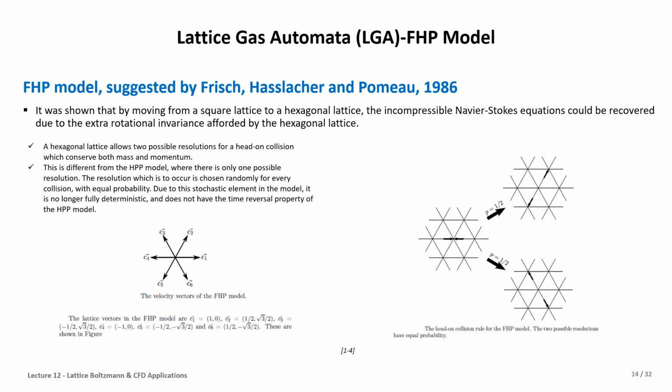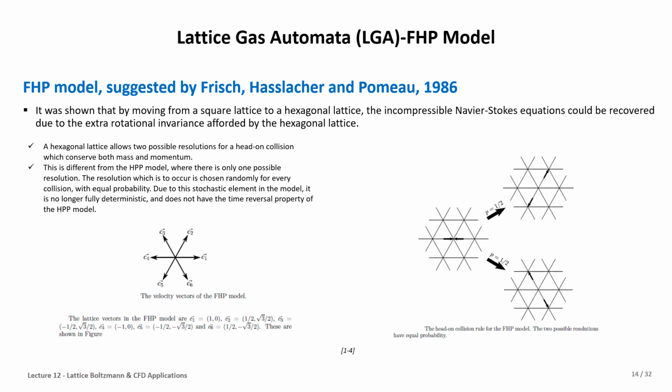The other model from the LGA is FHP, which was proposed in 1986. This model showed that by moving from a square lattice to a hexagonal lattice, the incompressible Navier-Stokes equation could be recovered due to the extra rotational invariance afforded by the hexagonal lattice. So here you can see in this figure, indeed we have 6 neighbors for each particle. A hexagonal lattice allows 2 possible resolutions for a head-on collision, which conserve both mass and momentum.